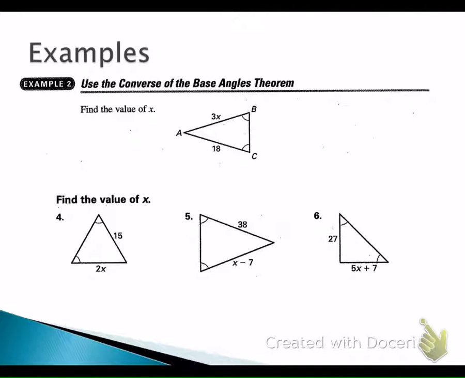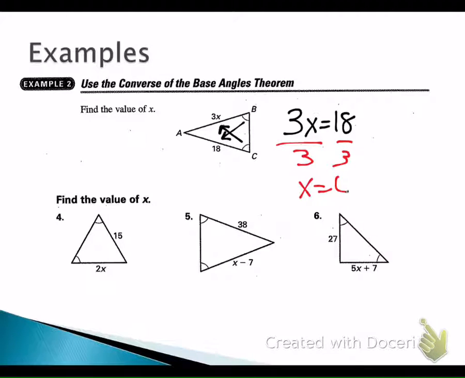So I'll do the first one, we'll do the next three together. Do you see how these angles are marked as being congruent? So I know that these sides across from the angles are also congruent. I can use that information to find x by writing an equation and getting the x by itself. Okay? That's how we're going to do the next three.